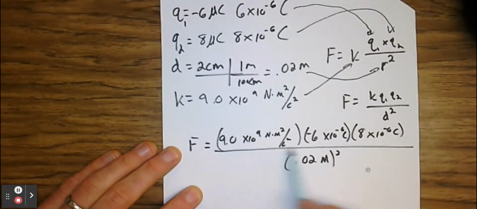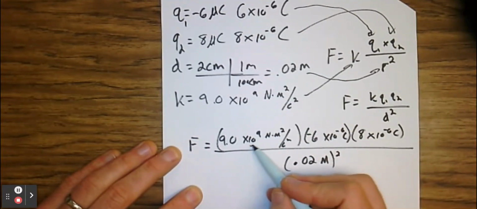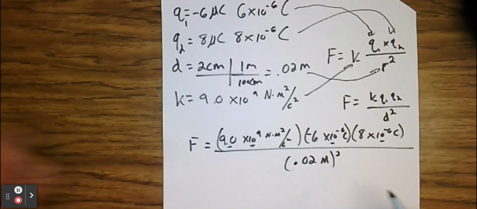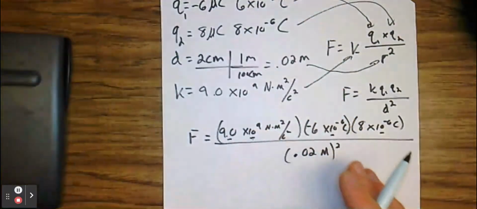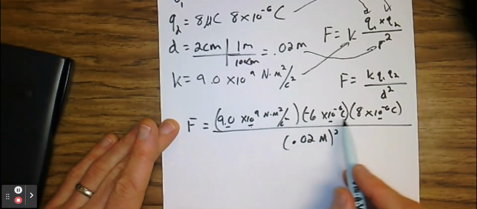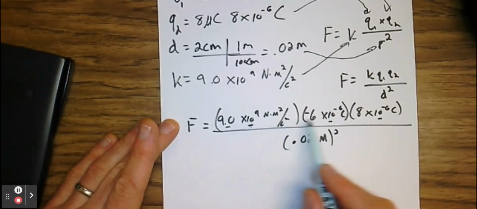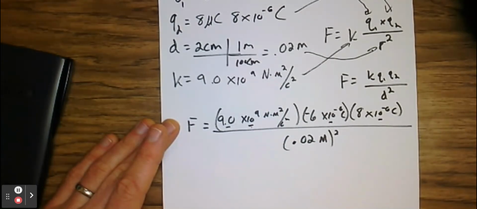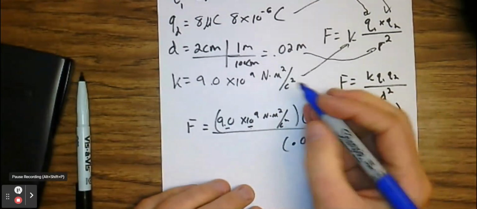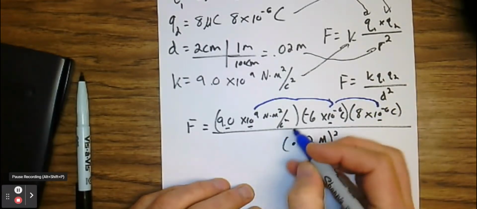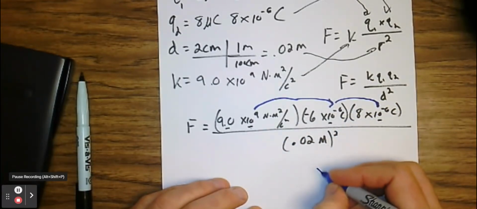Now, this may seem like a lot of gobbledygook, but it's not as hard as you think. You can take care of your exponents and your numbers individually. You can do it on a calculator, or I'm going to do it in my head. With exponents, since it's multiplication, you add them. So 9 plus negative 6 plus negative 6 is equal to negative 3.